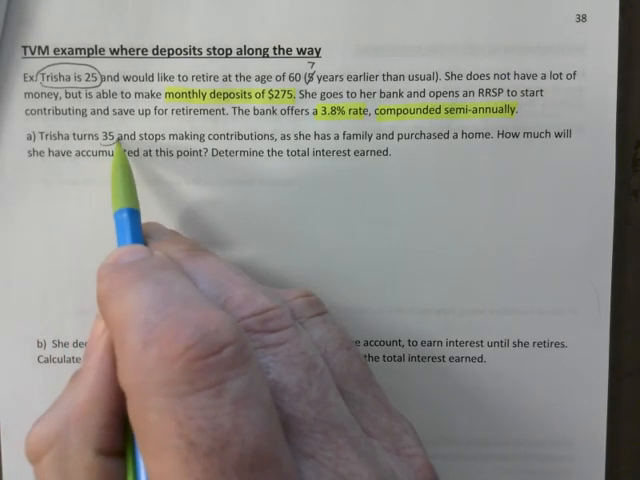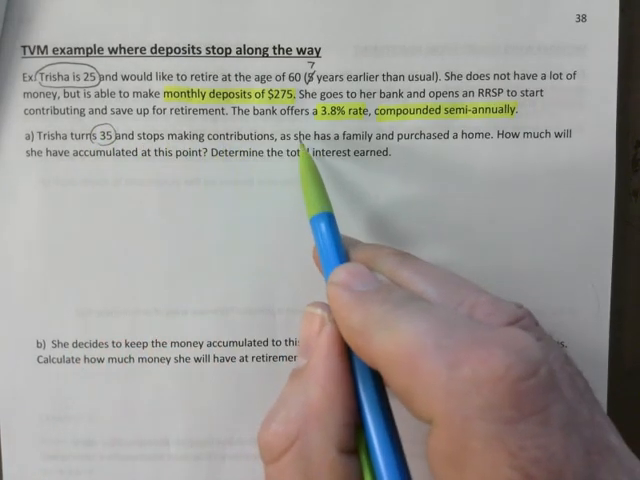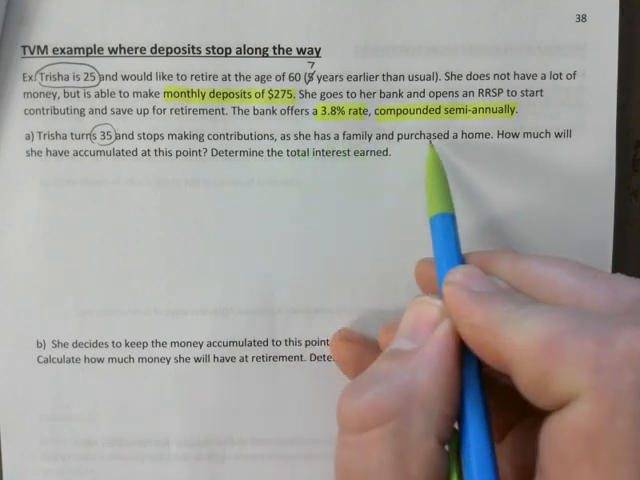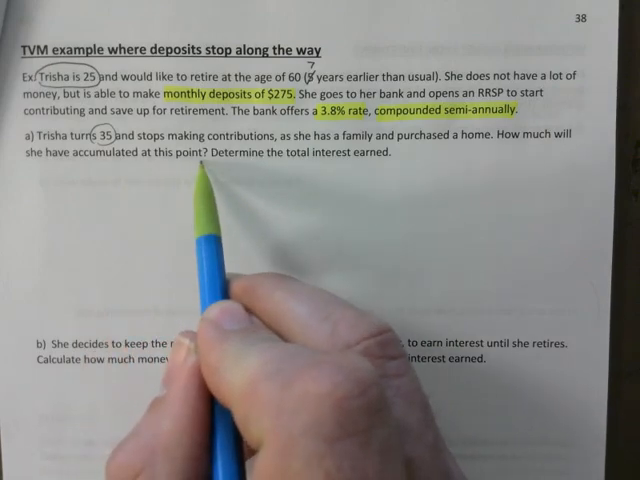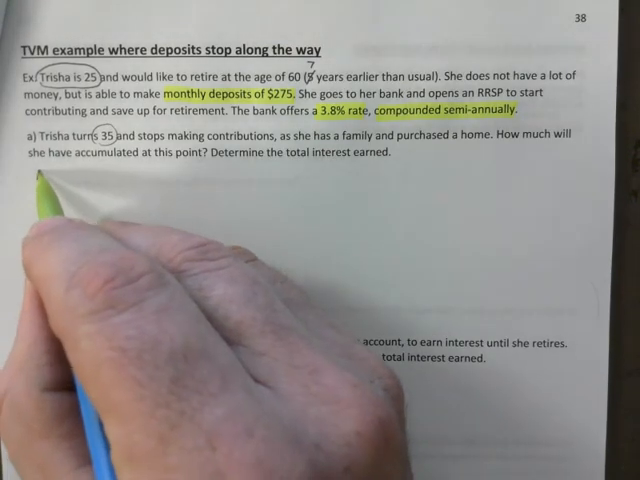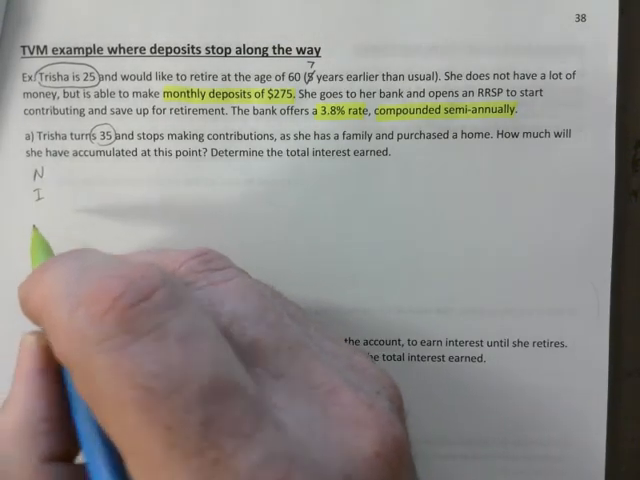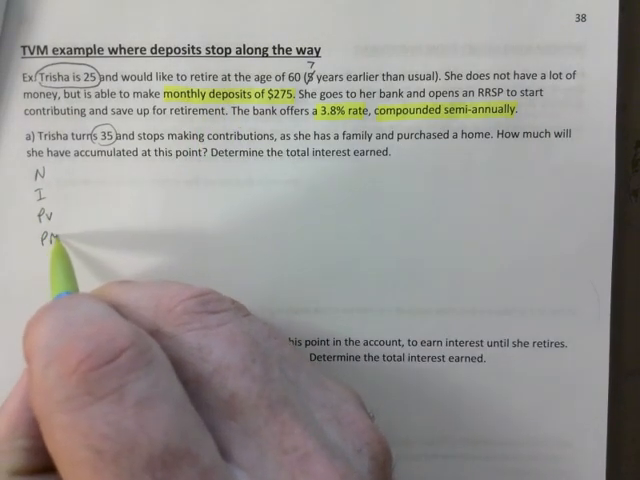Trish turns 35 and stops making contributions as she has a family and purchased a home. How much will she have accumulated at this point? Determine the total interest earned. I hope you understand that this is TVM Solver because there are regular contributions, right? So let's fill this in.